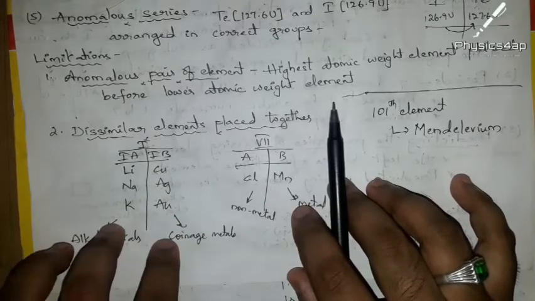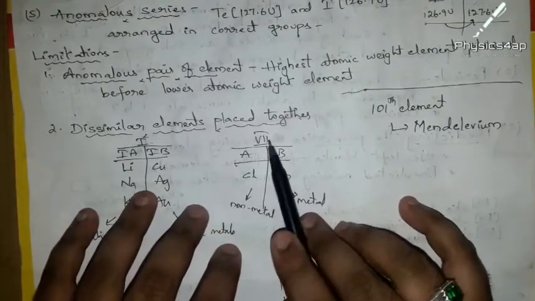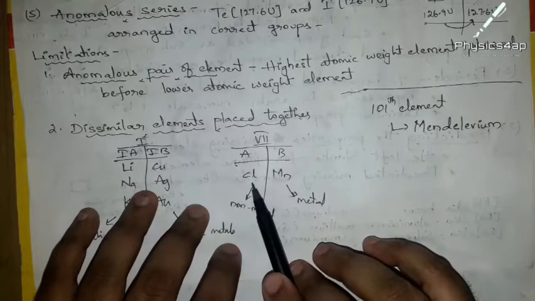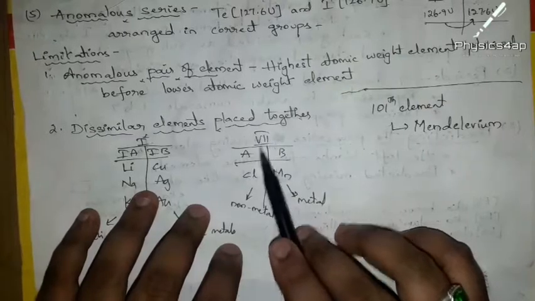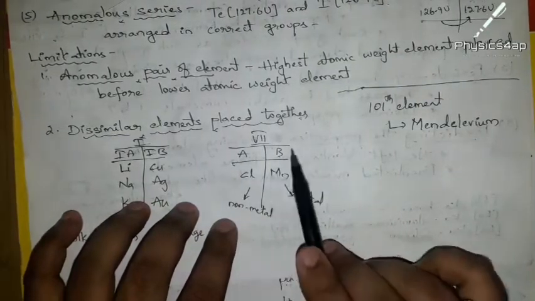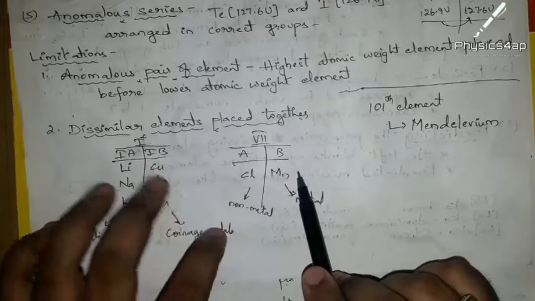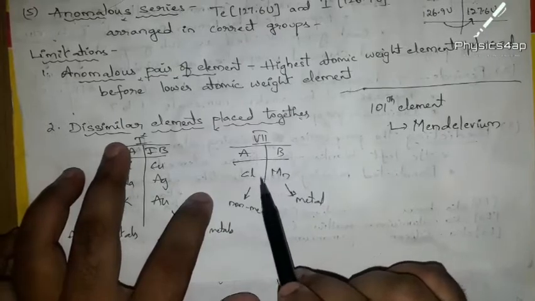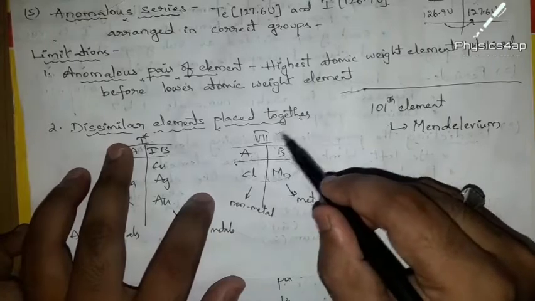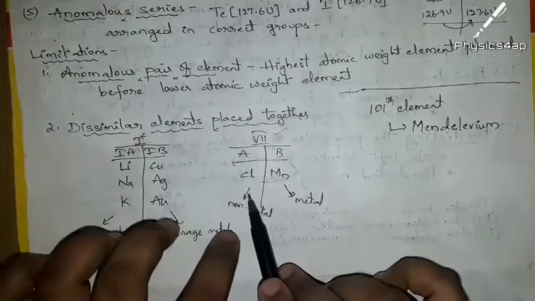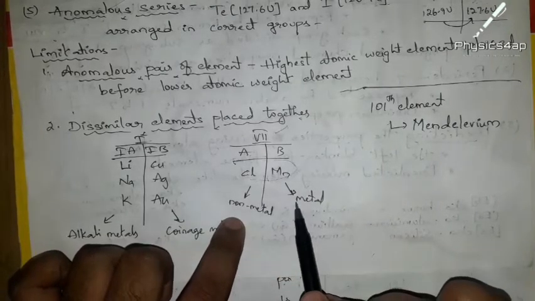So they are all metals, but in some of the other groups, like the 7th group, we have 7A, which has chlorine, and 7B, which has manganese. Here in the 7th group, 7A, chlorine, is a non-metal, and 7B, manganese, is a metal, which has violated the law. So he has placed dissimilar elements together over here. In a group, the elements should be either all metals or all non-metals. But in the subgroups here, subgroup A has been taken as a non-metal and subgroup B as a metal.